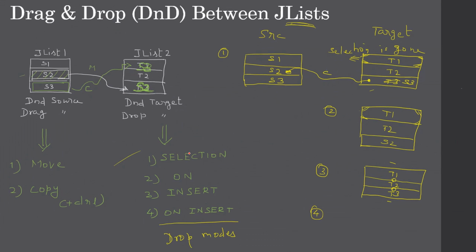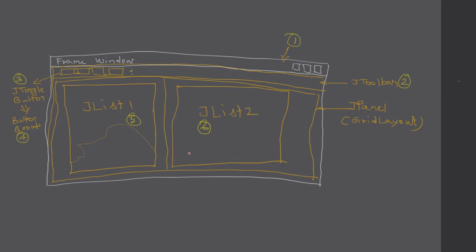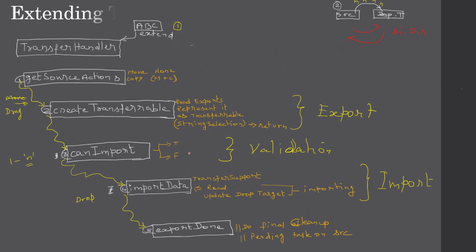So these are all the slides from the previous parts. In the last video we used getSourceActions, then we used createTransferable. That means we performed our duty with the export data. Now we will do the validation canImport, then we will also implement importData. Here we will perform the task of the import.